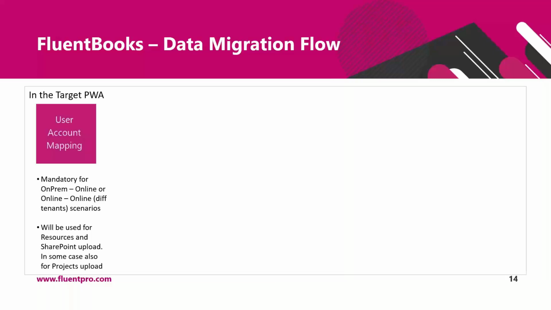So what is user account mapping? Your resources, if they are associated with a user logon account, have the ability to log on into your PWA. When you have on-premises PWA, your login account format is like domain/username. If you're migrating to Project Online, your user login account will be in the format of Office 365 accounts. They look like email, username@domain.com.